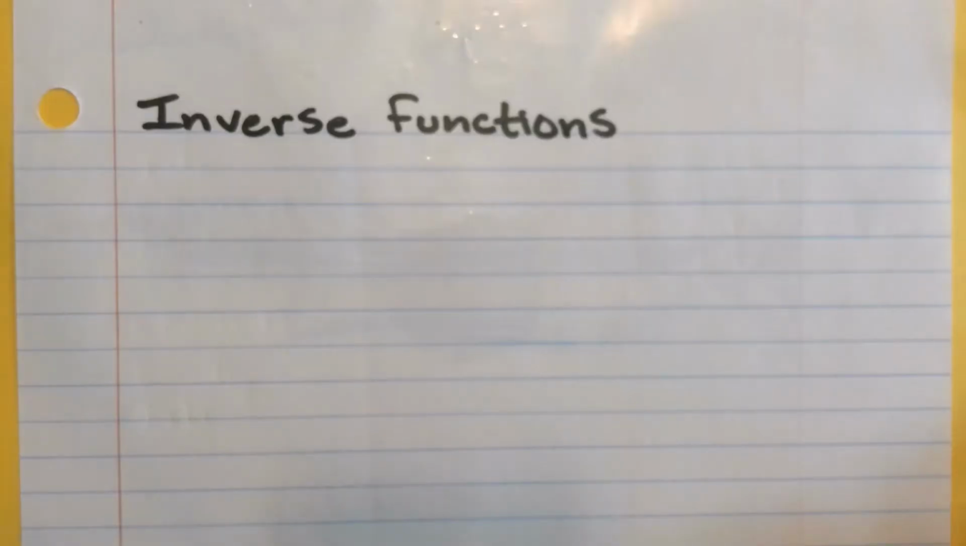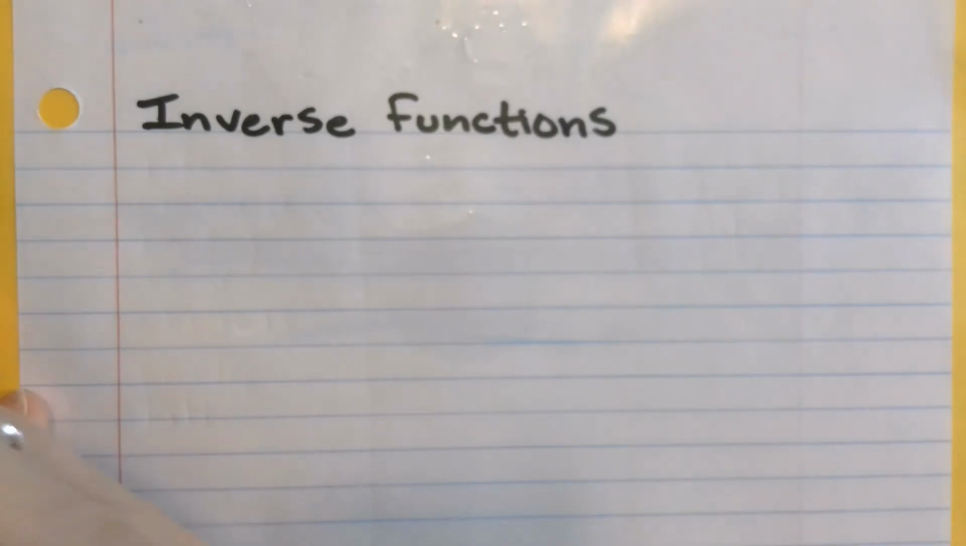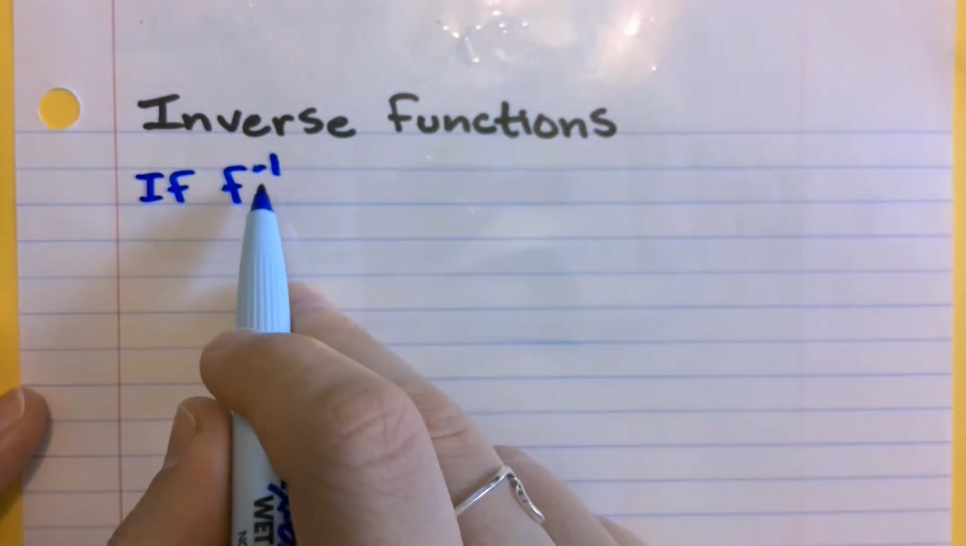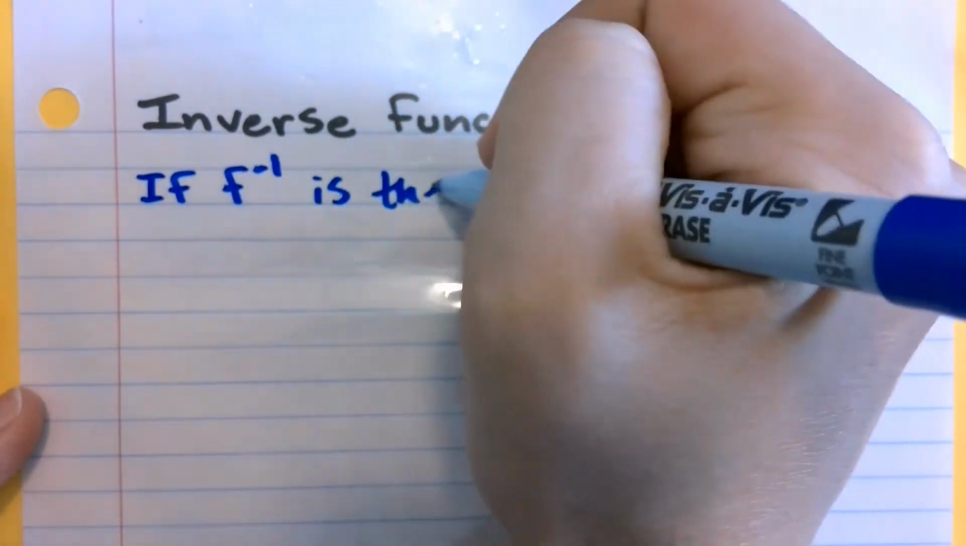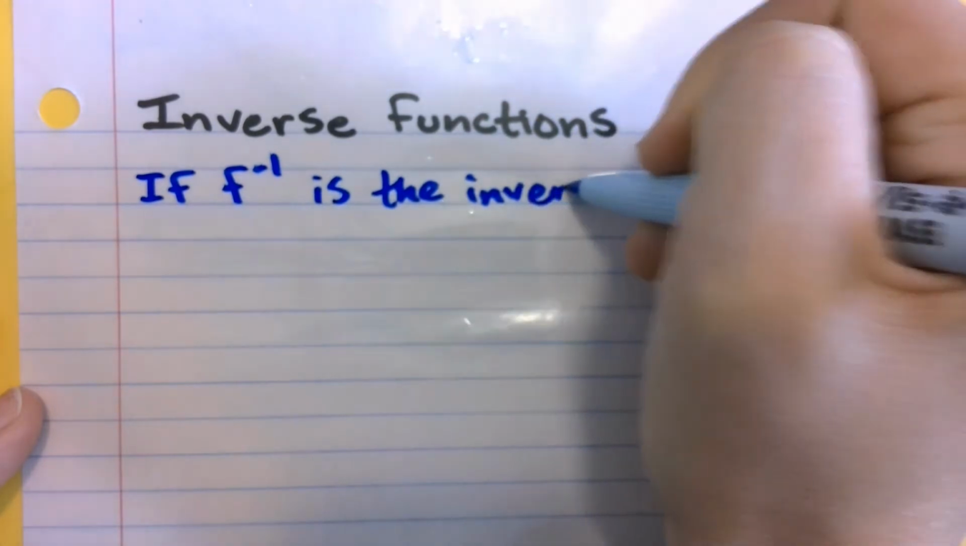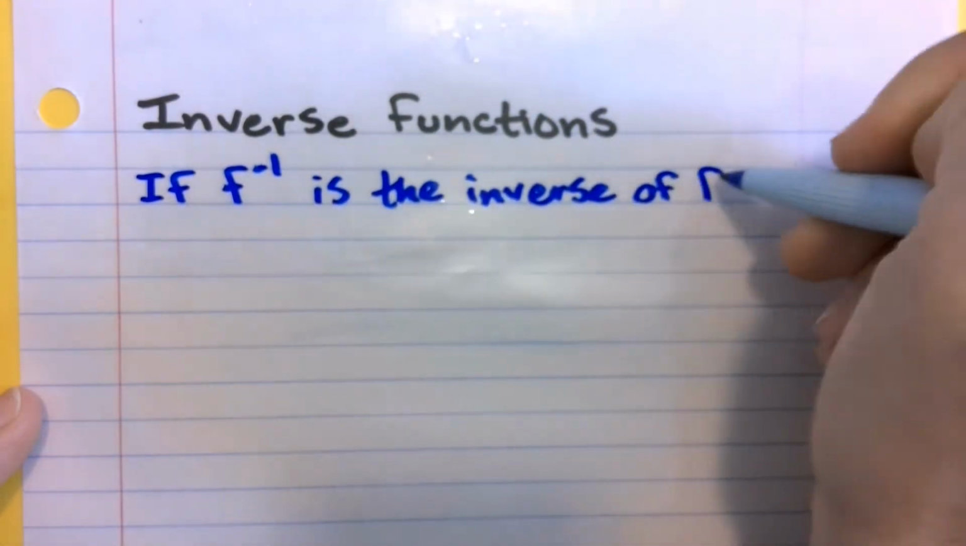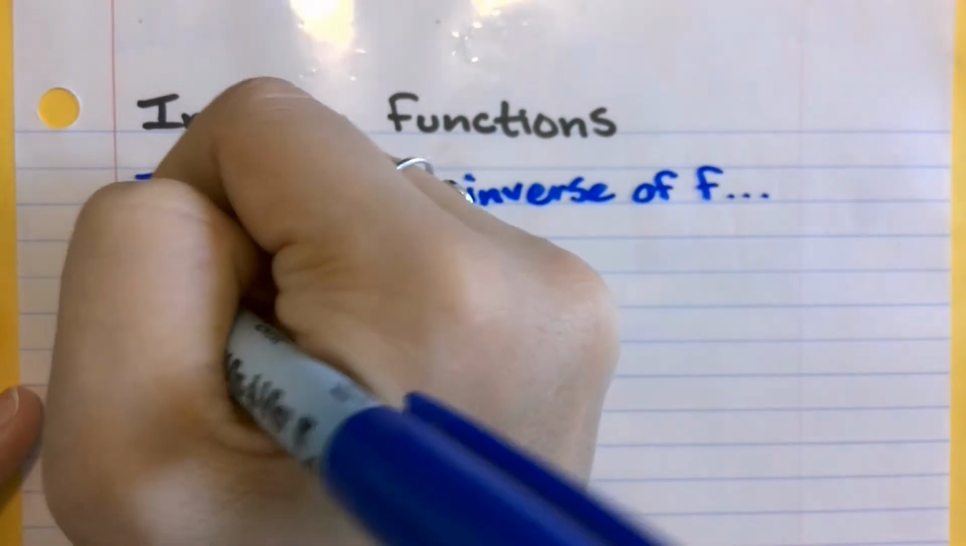So just like our natural logs, before we get into differentiating inverse functions, it's important that we remember some things from pre-calc: just what inverse functions are in general, how they're going to react to certain things, what they look like. So we're going to start with some general things about inverse functions. If f inverse is the inverse of f, then we're going to have some different things happen.